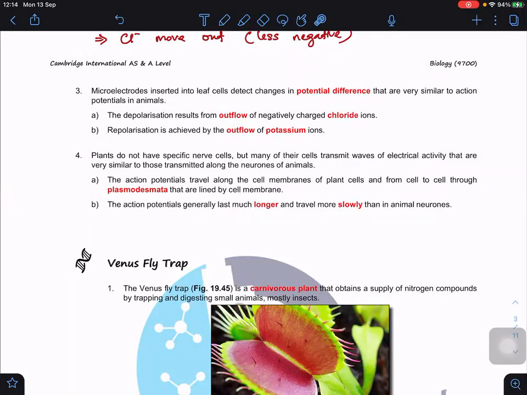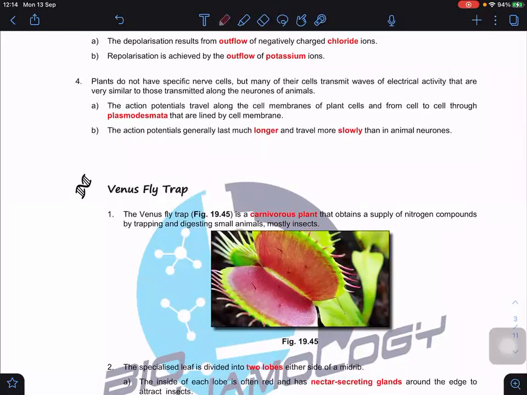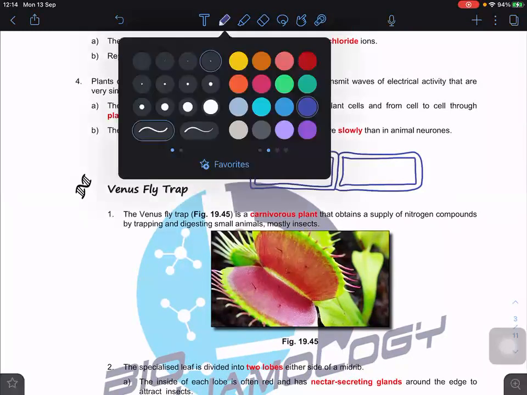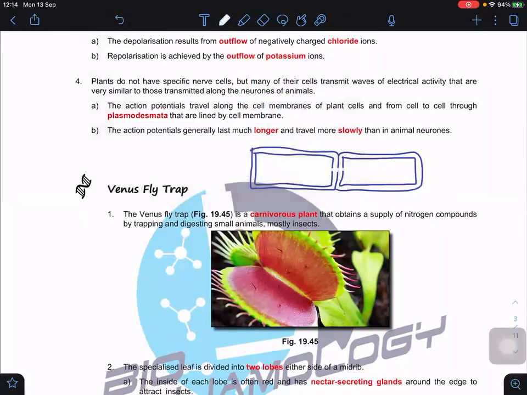Plants do not have specific nerve cells, but they can transmit a wave of electrical activity very similar to the neurons of animals because of the presence of the plasmodesmata. So how does this plasmodesmata actually function here? Now let us look at this. This is the plant cell, and this is the plant cell wall. We know that plants have the plasmodesmata.